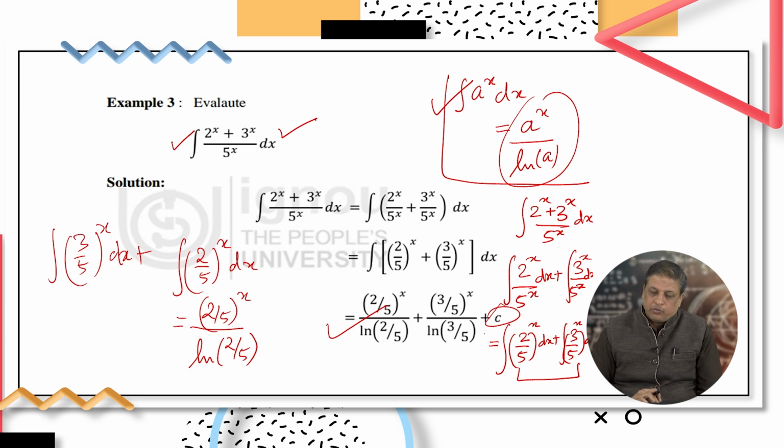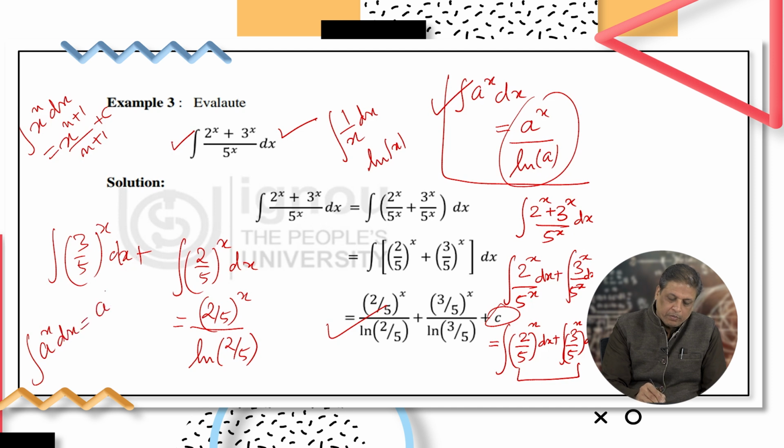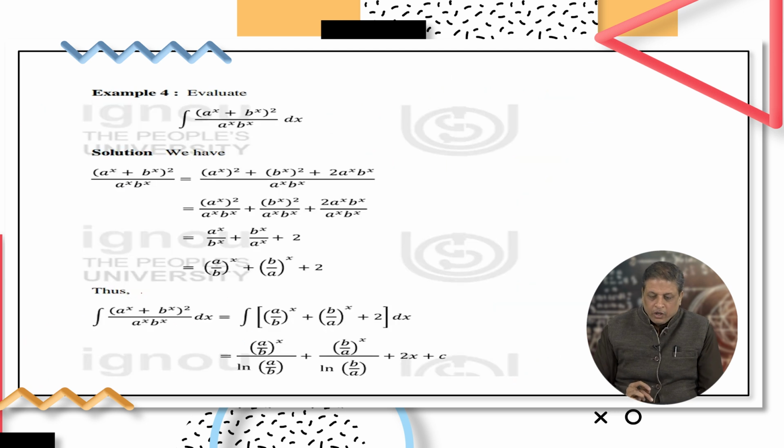Till now we had explored three formulas. First, integral of 1 by x dx is equal to natural logarithm of x. The second formula which we had explored is integral of x to the power n dx is equal to x to the power n plus 1 upon n plus 1 plus c. The third formula which we had explored is integral of a to the power x dx is equal to a to the power x upon natural logarithm of a plus c. So these are the three formulas which we had explored till the moment.